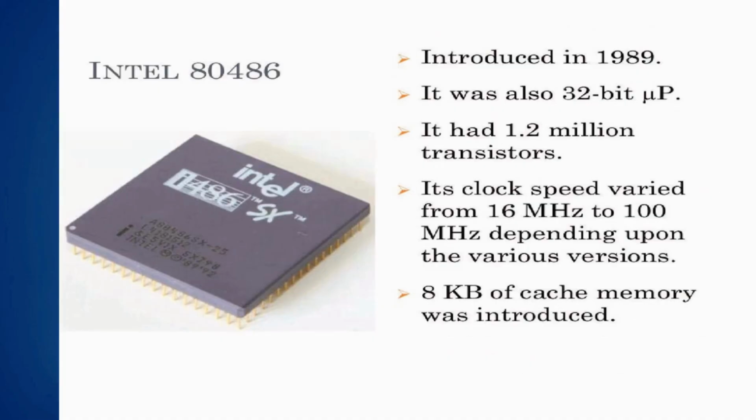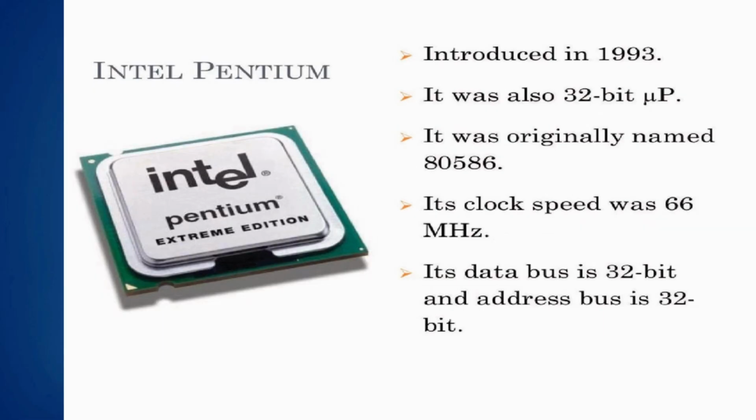market. And the Intel 80486, this is also a 32-bit microprocessor, from the year 1989. 1.2 million transistors are there. The operating speed ranged from 16 megahertz to 100 megahertz depending upon the various versions. And 8 KB of cache memory was introduced. Here we also have some virtual memory.